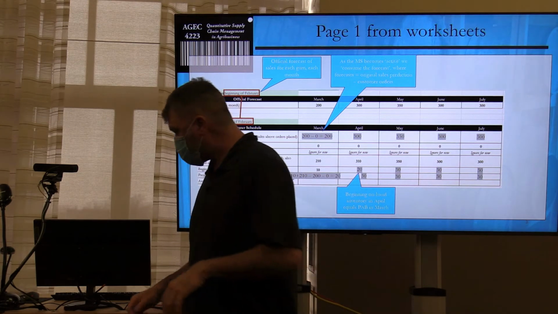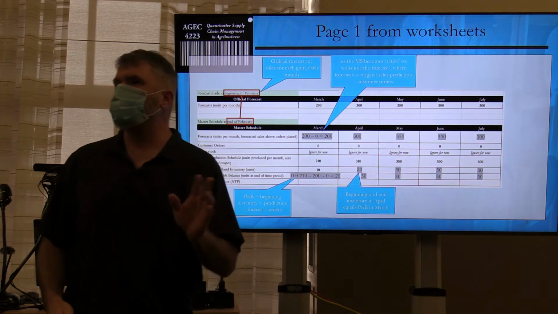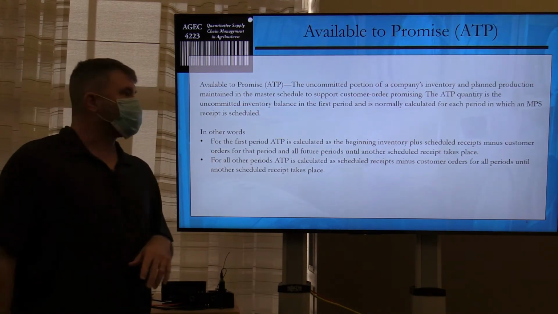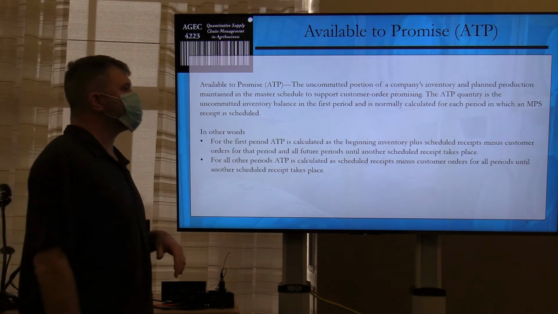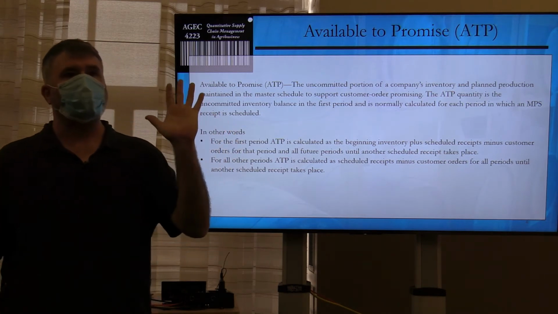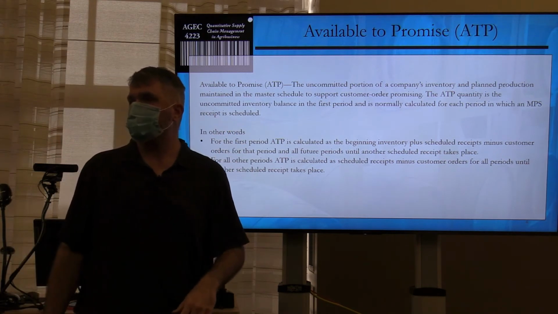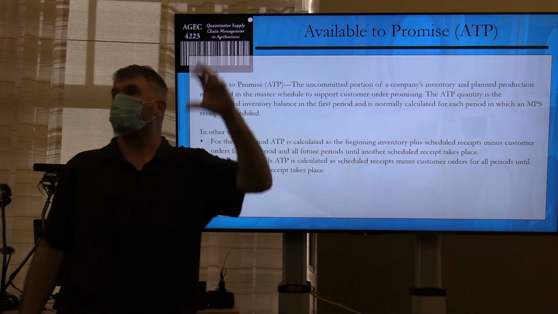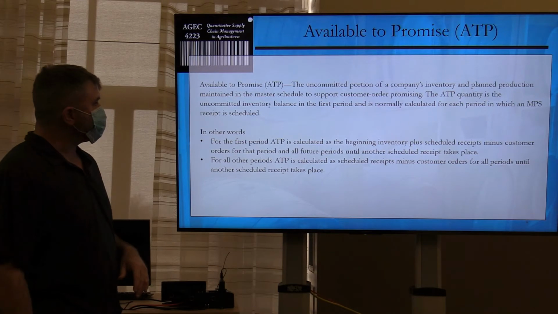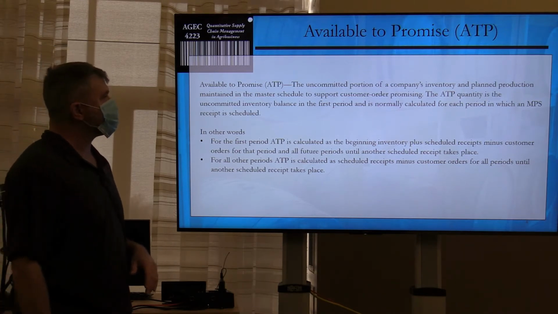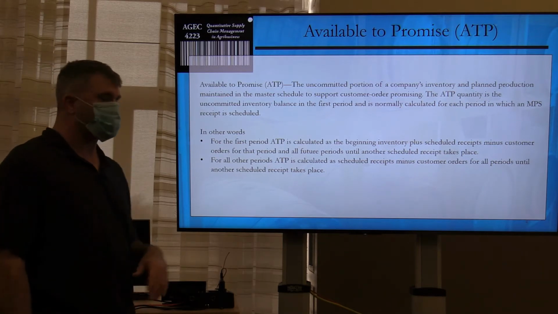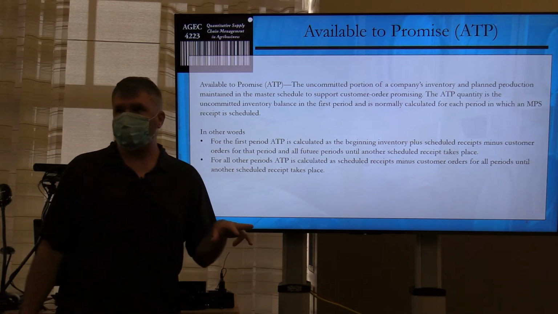And so again, this is information sharing. So available to promise, let me show you the weird definition first. Well, this one isn't that bad. So it's the uncommitted portion of a company's inventory and planned production. Uncommitted means you haven't already sold it to someone yet. It's the sales above orders, part of that forecast line. The ATP quantity is uncommitted inventory balance in the first period and normally calculated for each period in which an MPS receipt is scheduled.